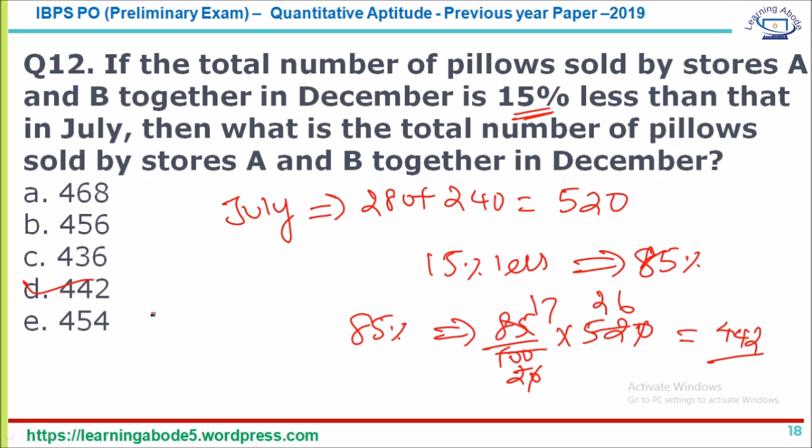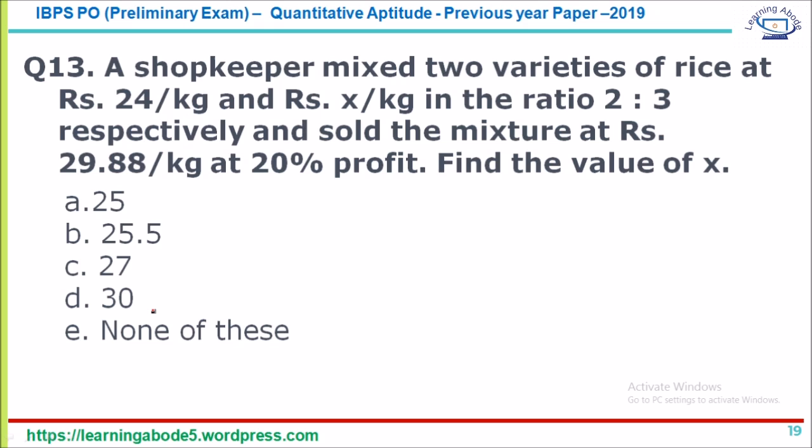Answer option D for question number 12. The next question: a shopkeeper mixed two varieties of rice at 24 per kg and X per kg in the ratio of 2:3 respectively, sold the mixture at 29.88 at 20% profit. Find the value of X.